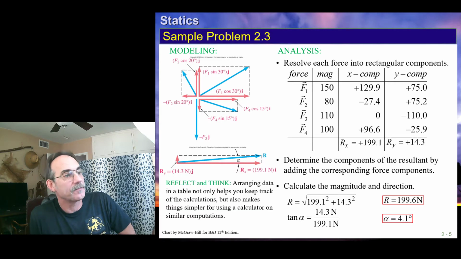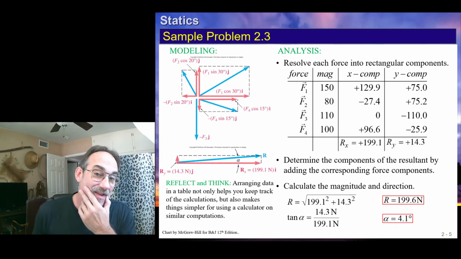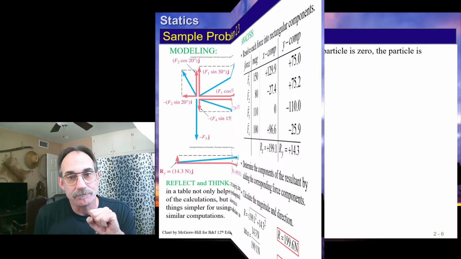Got it? It's useful to, and Beer and Johnson is big on this, reflect and think about the solution, think about what you did, think about how you solved it, and think about how you will recognize this kind of problem in the future and go through that, so you can select the same solution procedure.